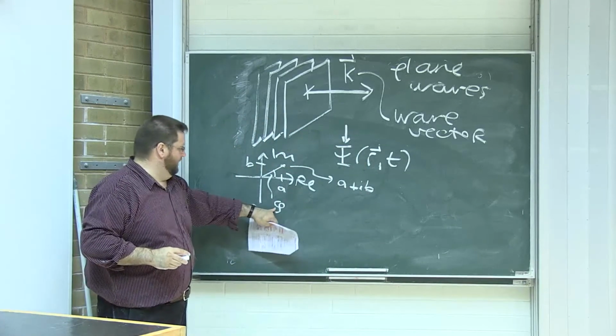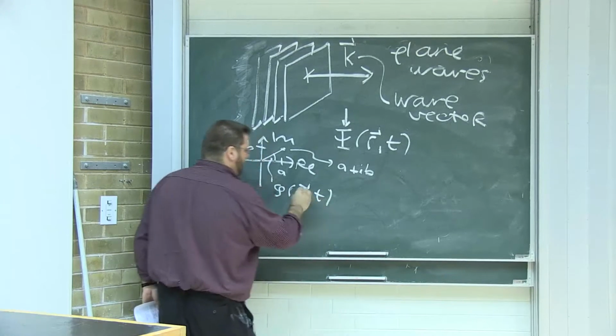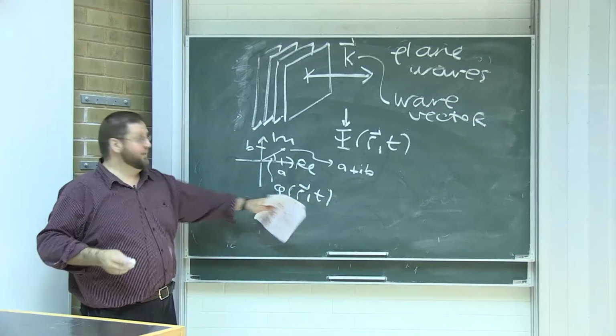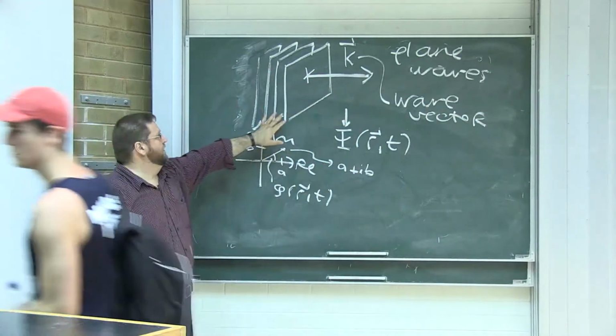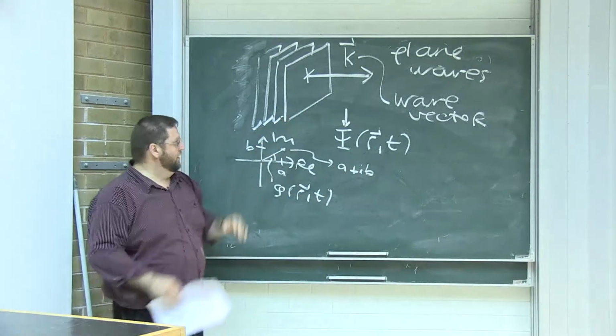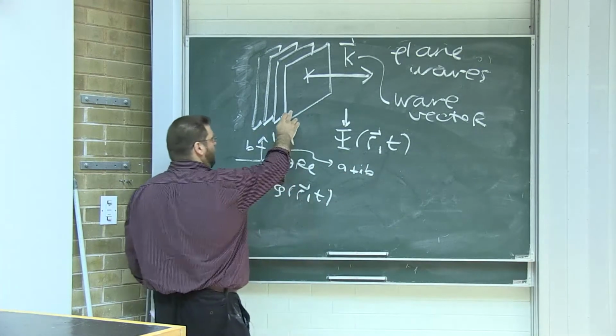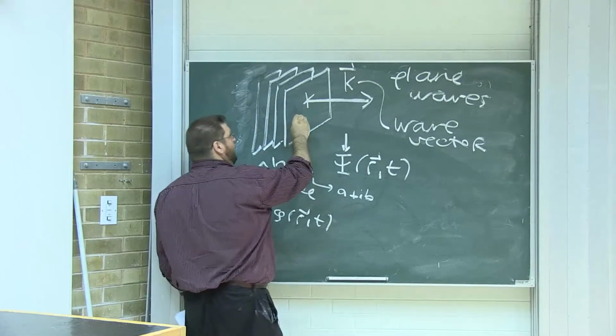Its phase will be this thing, and since the wave function depends on position and time, this phase will depend on position and time. What's the relevance of this? It's as follows. These wave fronts are surfaces of constant phase. So these wave fronts are going to be surfaces at each point of which the phases are constant.